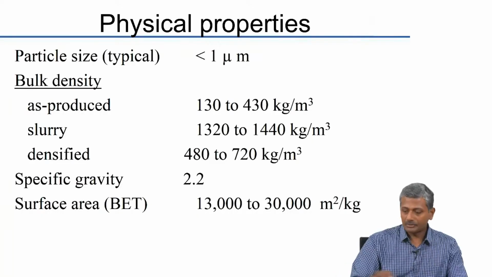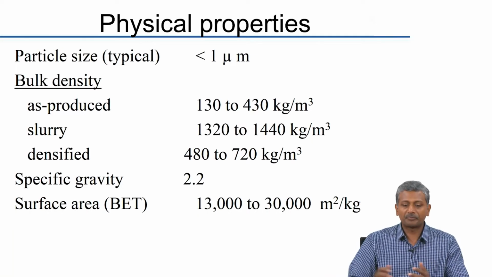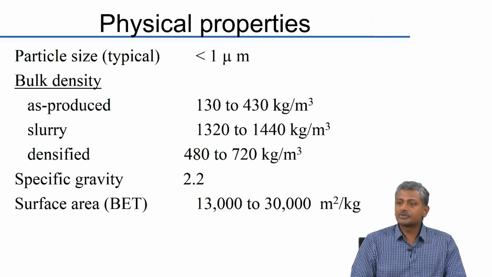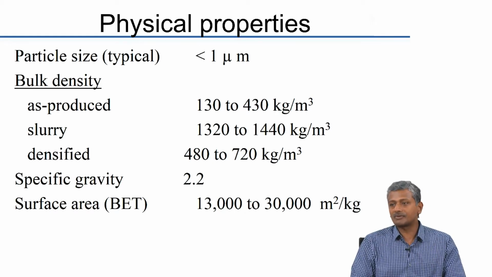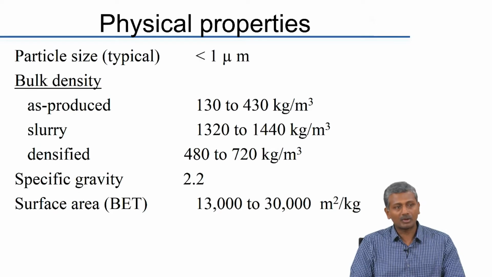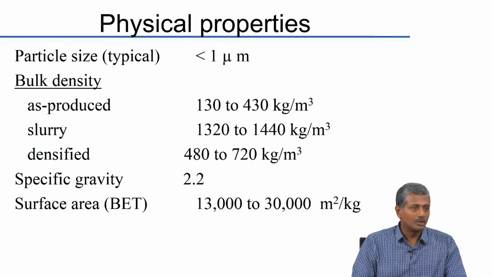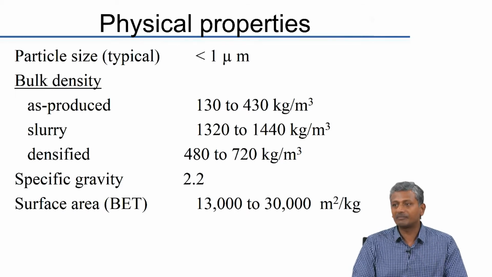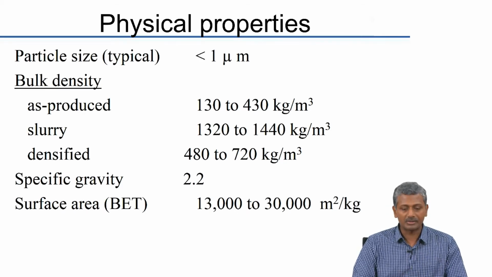Alright, so in terms of physical properties, the particle size typically is less than 1 micron. So, cement has an average particle size of around 15 microns. So, here we are talking about a completely different order of magnitude in terms of the particle sizes. The average size is close to about 0.3 to 0.5 microns. So, we are talking about very small particle sizes.